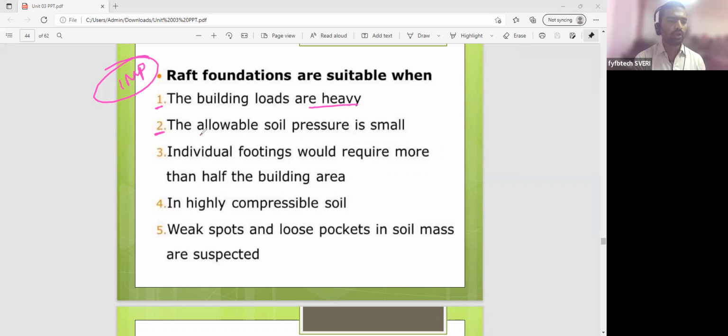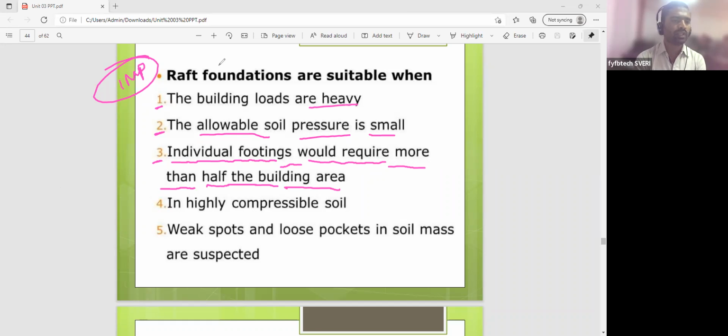Second one, allowable soil pressure is small. Then individual footings would require more than half of the building area.